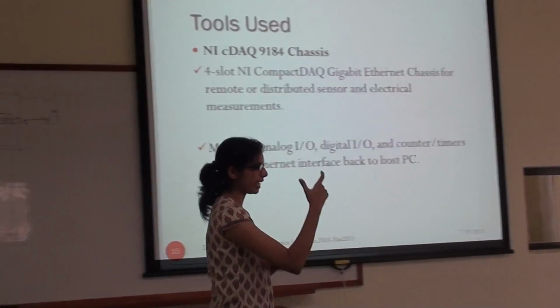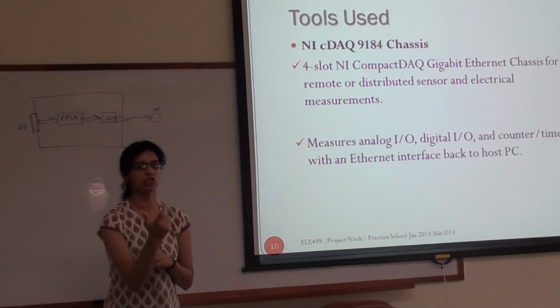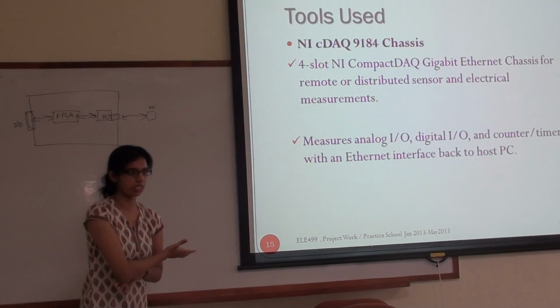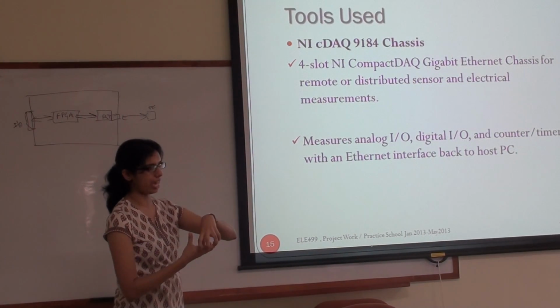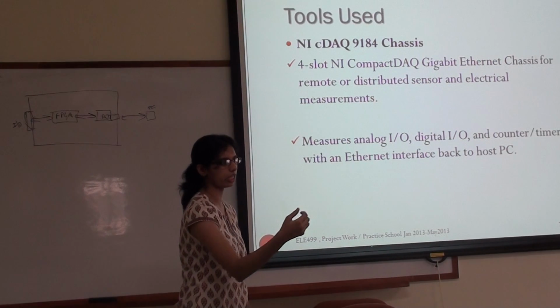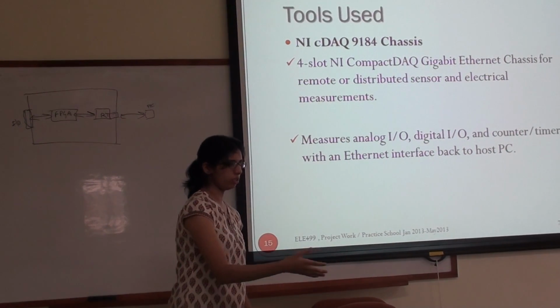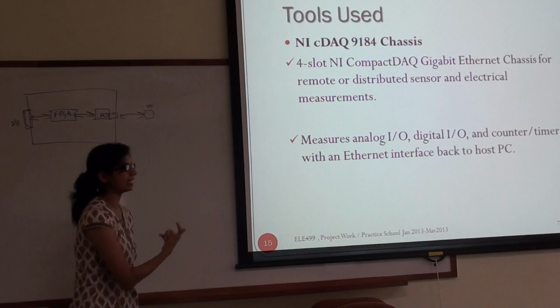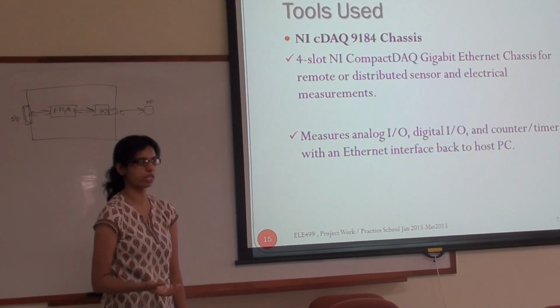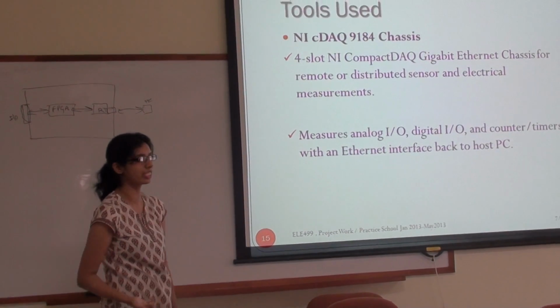Now, this NI 9239 DAC is mounted onto a particular chassis, that's the NI cDAQ-9184 chassis. It's mounted so that the interface can be completed and you can conveniently plug it into your computer. And also, this one is an Ethernet chassis. So one very good usage of this is that it provides remote sensing.